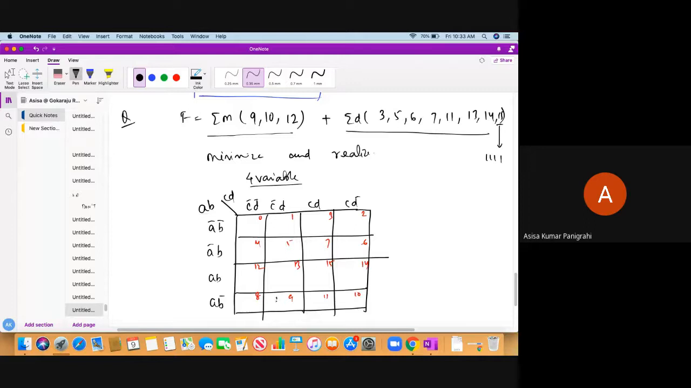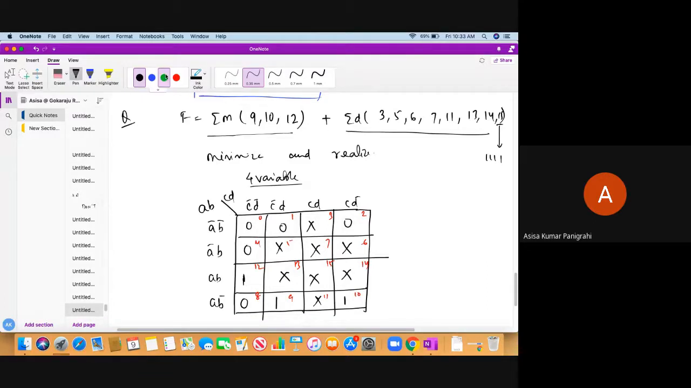Now I can put those minterms which are present here. 9 is present, 10 and 12 are present. And the don't cares are 3, 5, 6, 7, 11, 13, 14, 15. This is a little bit important, students. Anything else? No. So the remaining are all zeros. I can put zeros over there.